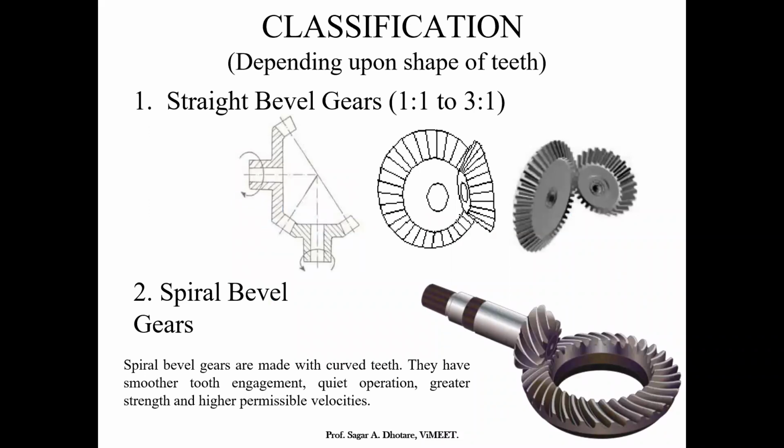Okay, as I said for the spur, if the teeth are cut along a straight line, it is called a straight bevel. But you look at here, it is a spiral one. The teeth are cut in a spiral manner, so that's why it is called a spiral gear.